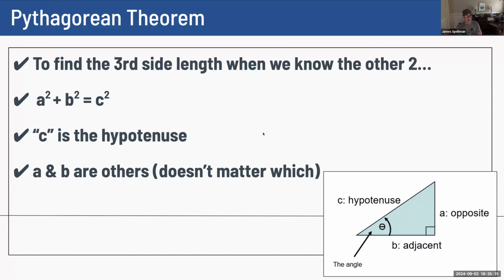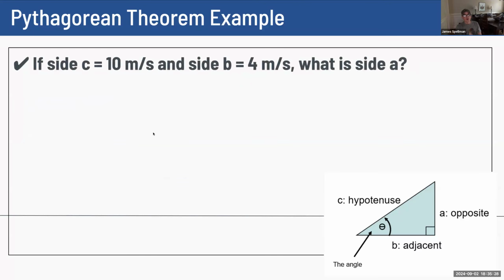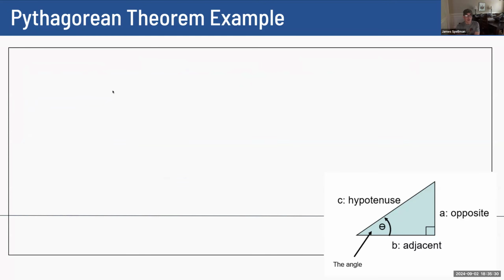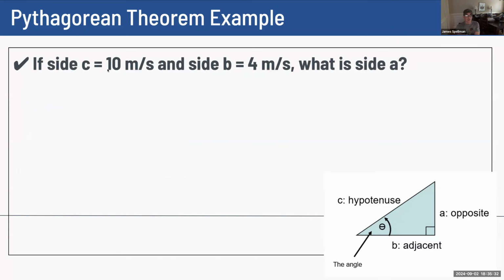Mathematically, it doesn't matter which one's a and it doesn't matter which one's b. A doesn't have to be opposite and b doesn't have to be adjacent, because a plus b is the same as b plus a. Their order does not matter. The hypotenuse does, though. So here's an example. I ask you to work this one out on your notes. If we had a side where c was 10 and the b side was 4, we should be able to figure out the a side.